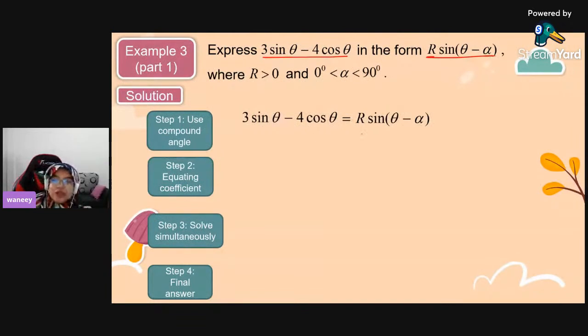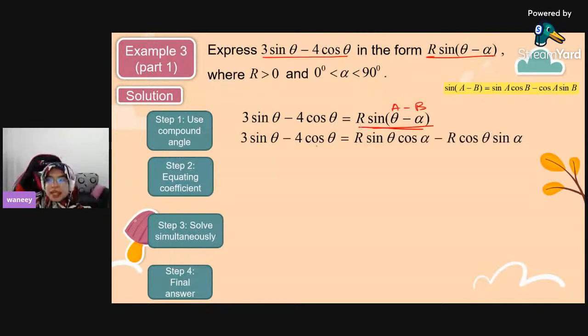And then we are going to use the compound angle for r sine (theta minus alpha). So what is the formula for sine (A minus B)? It becomes sine A cos B minus cos A sine B. And then of course you need to times them with r, so it becomes r sine theta cos alpha minus r cos theta sine alpha.